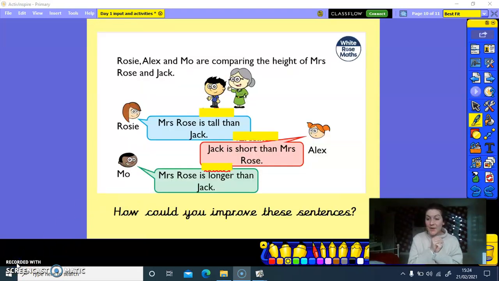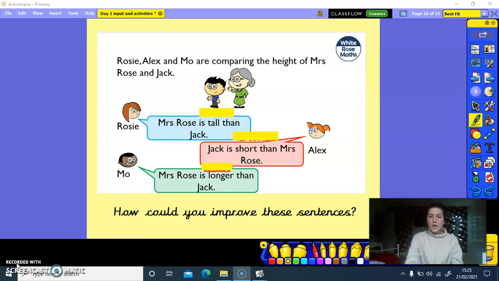Hey, if you are here, I hope you have had fun doing the 3 activities around your house, and we are going to finish off by improving some sentences using our new knowledge of the words we use for height and for length. So Rosie says, Mrs. Rose is taller than Jack. Alex says, Jack is short than Mrs. Rose. And Mo says, Mrs. Rose is longer than Jack. Can you have a think to yourself and have a discussion with your grown-up? What words could you have used instead to improve these sentences?